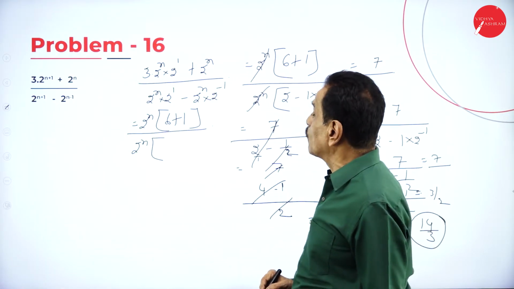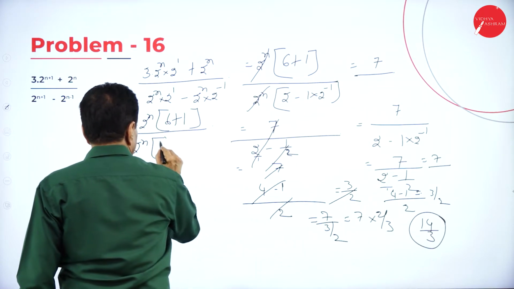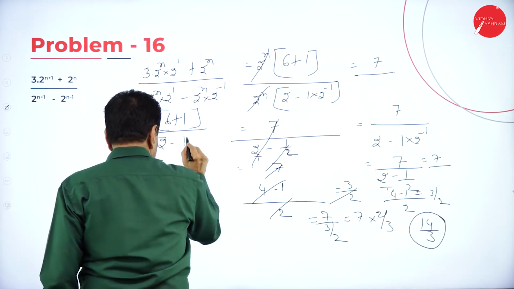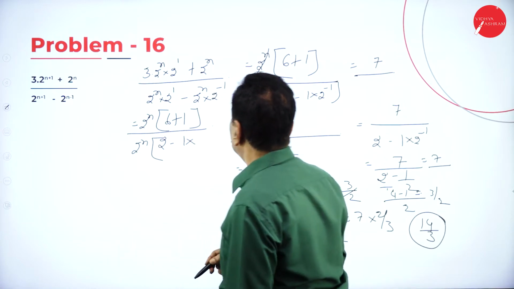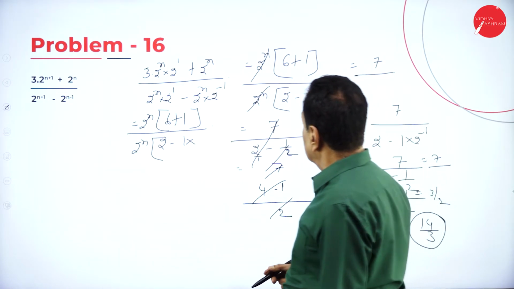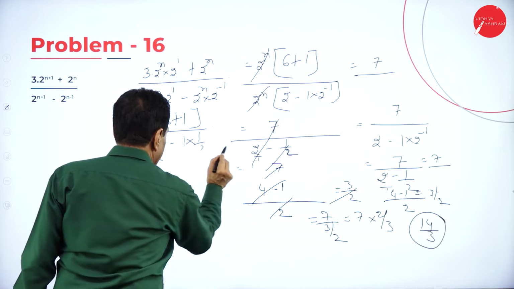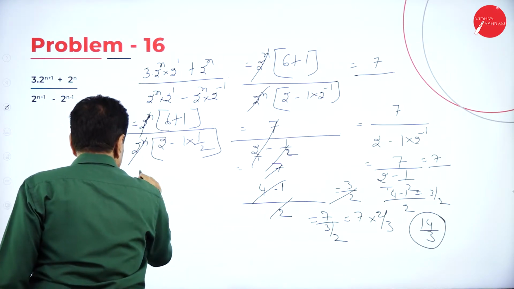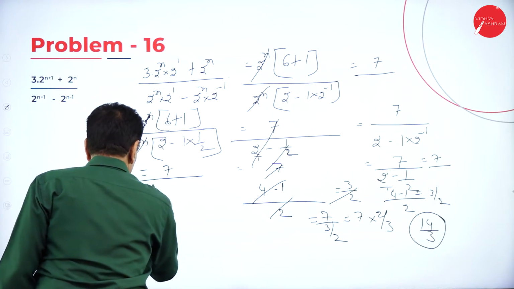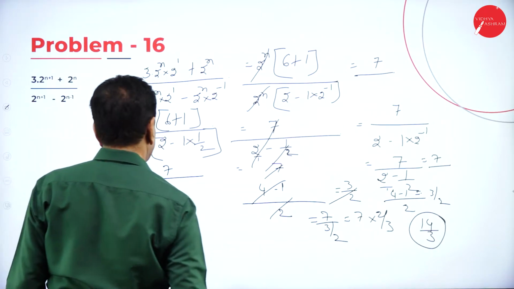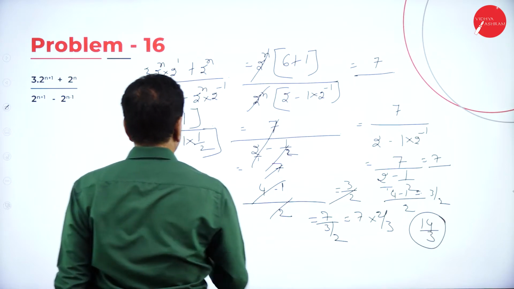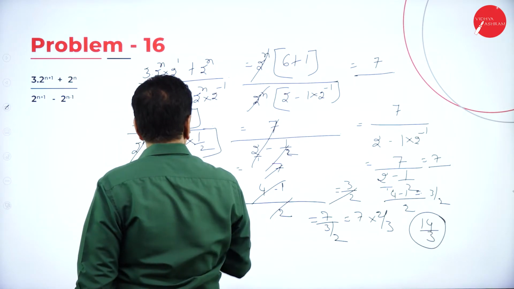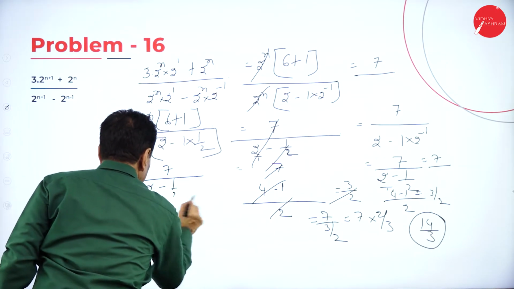This is 2 to the power of 1 is 2. Minus 1. What is 2 to the power of minus 1? This is 1 over 2. What I simplified this? This is 7, 2 minus 1 over 2. This is 1 by 2.